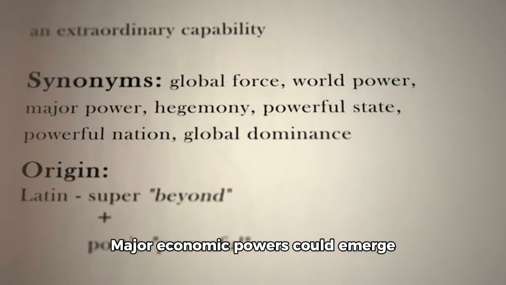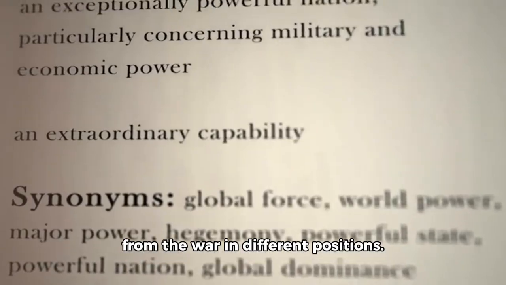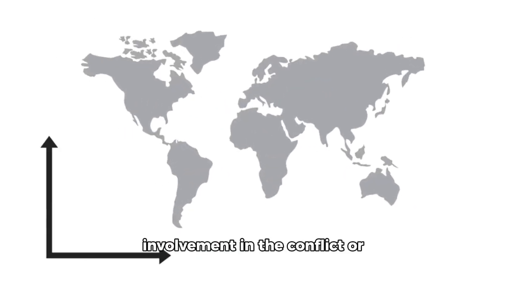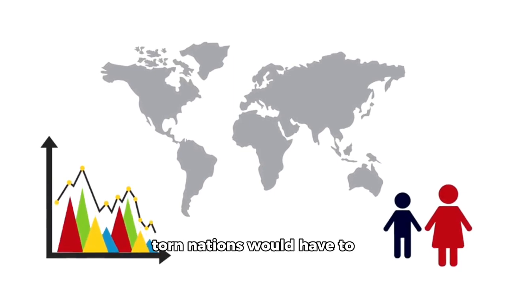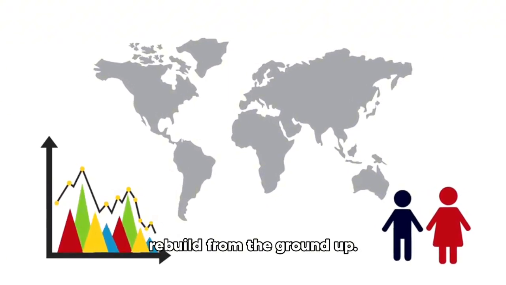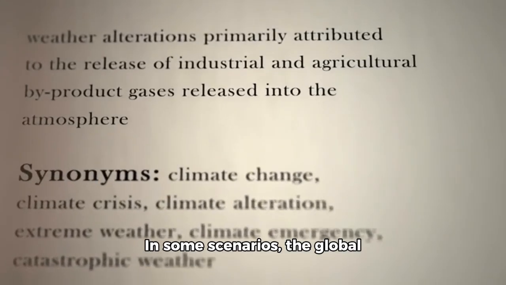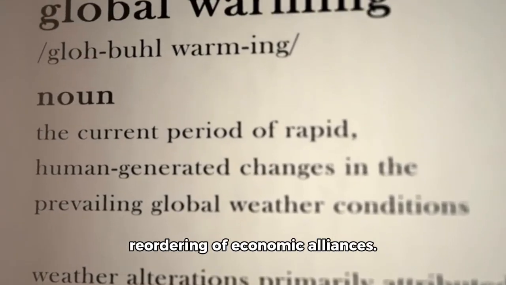9. Shifts in economic power. Major economic powers could emerge from the war in different positions. Countries with less direct involvement in the conflict or those that remain neutral might see economic gains, while war-torn nations would have to rebuild from the ground up. In some scenarios, the global balance of power could shift dramatically, leading to a reordering of economic alliances.